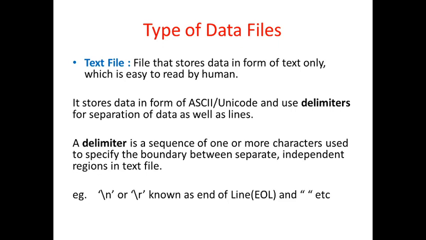But obviously, if human beings can easily understand it, it means the computer has to work a lot more than the human being. So what are delimiters? Delimiters are basically a sequence of characters that specify the boundaries between the content of the file. That separates the content and independent results in the text file. For example, delimiters are \n, \r, which is also known as EOL, end of line, and even the double quote and single quote, which separate the data. Comma itself is also used as a delimiter for separation of the data in the text file.